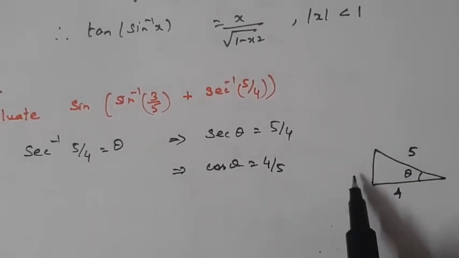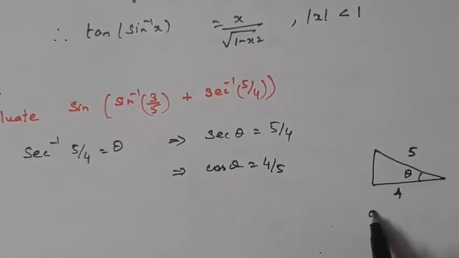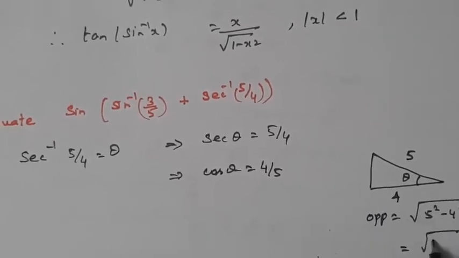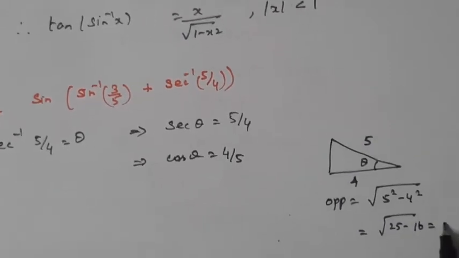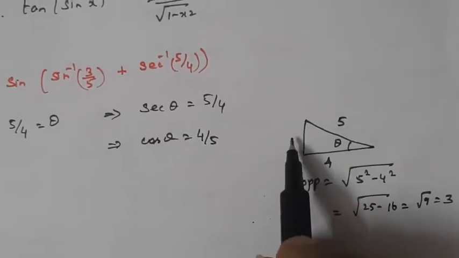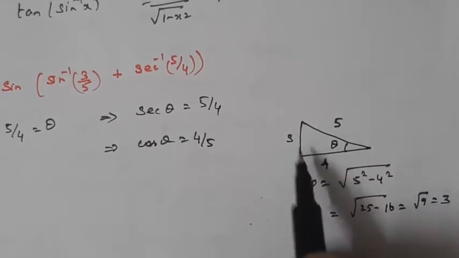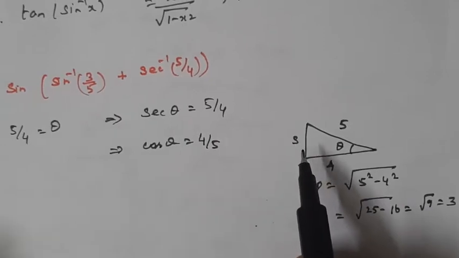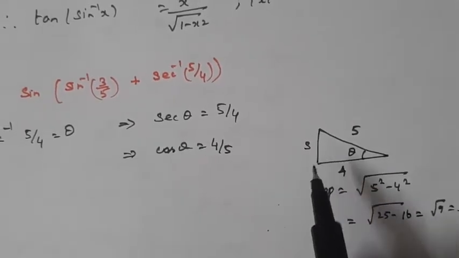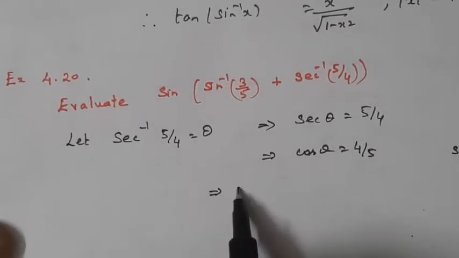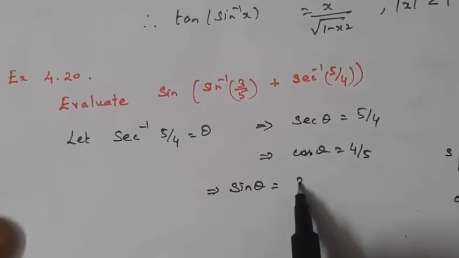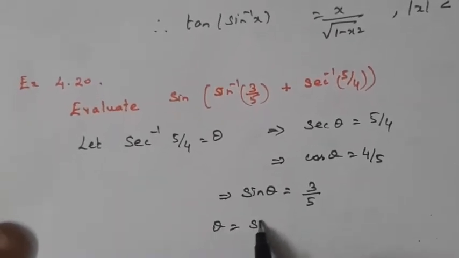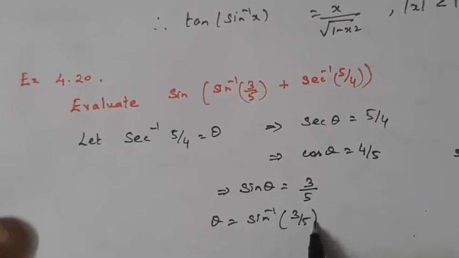And therefore what would be sine? What is the opposite side? The opposite side will be root of 5 squared minus 4 squared, that is 25 minus 16, which is root 9, that is 3. Also, 3, 4, 5 is a Pythagorean triple, so if you know that, you can immediately write the opposite side as 3. So what does this imply? Sin theta is equal to 3 by 5, and hence theta is equal to sine inverse of 3 by 5.